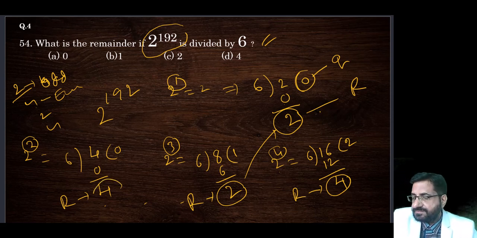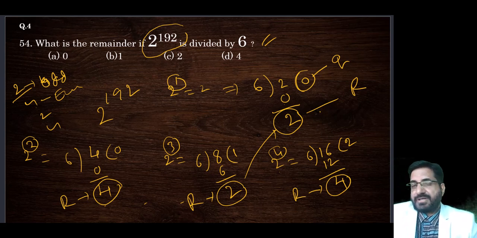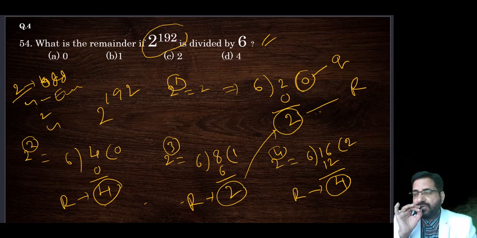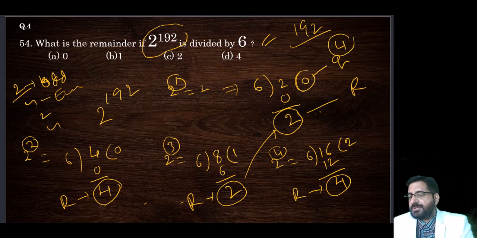The remainder is 4. So, irrespective of the power, you can just look at whether it is even or odd. Since the power 192 is an even number, the remainder will always be 4. If it was 193 or 191, then the remainder would have been just 2. Understood? So for such things, you have to find the pattern. Okay, we'll go to the next problem.